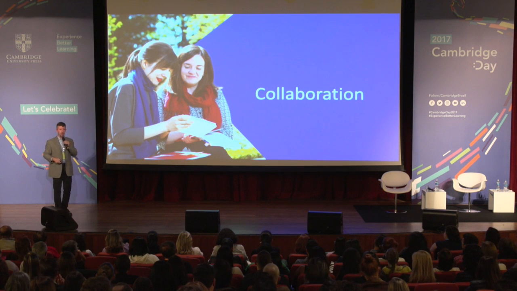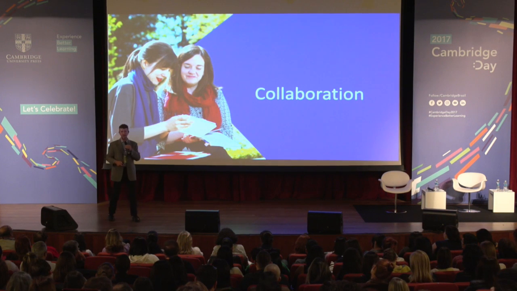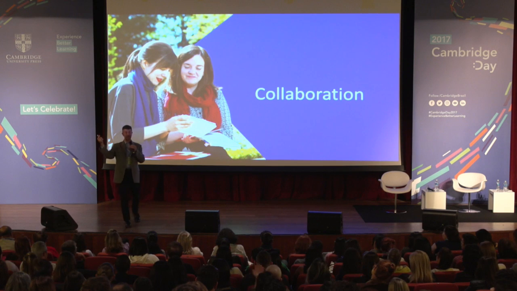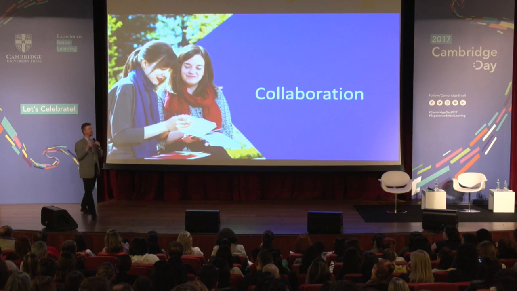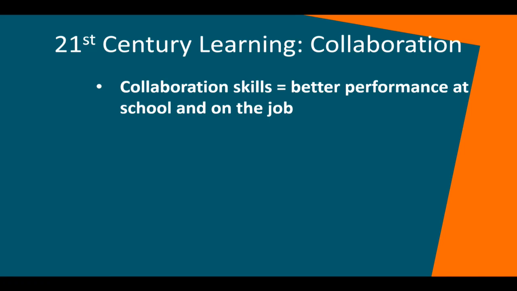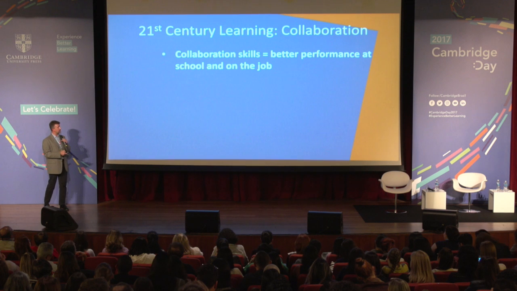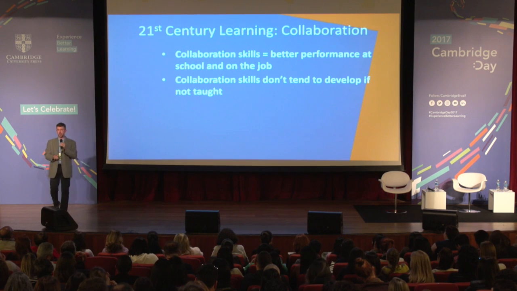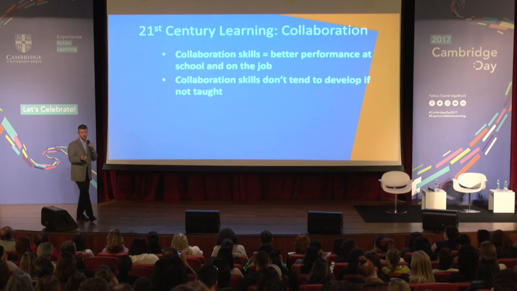Okay, so let's start with collaboration. What does collaboration mean? Working together. Yeah, simple, right? It's not a trick question. Working together, okay? So why do we want our students to learn to work together? Well, teachers and employers all state that workers and students perform better at school and on the job if they collaborate, okay? And the other interesting thing is collaboration skills don't just happen. Unless they're taught, people tend to just work by themselves. So we have to teach them. We have to foster those skills.